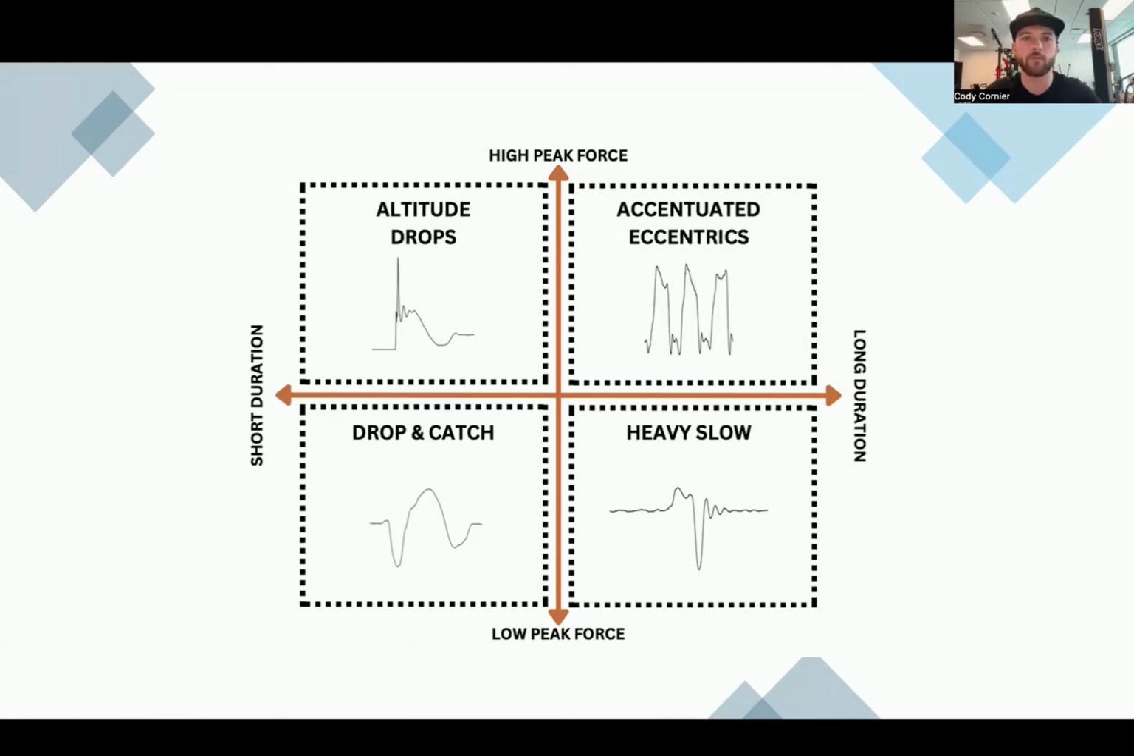We've got 4 different quadrants to kind of train, giving us options to train the brakes. We've got our altitude drops, and we'll go over each one of these as we go. We've got our accentuated eccentrics, we've got our drop and catch, and we've got our heavy and slow.